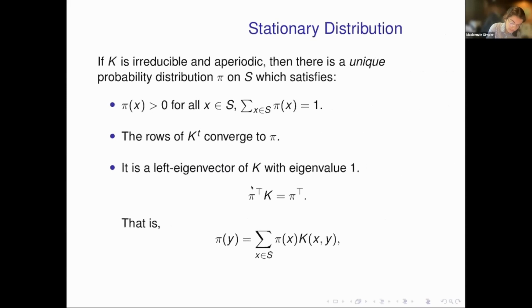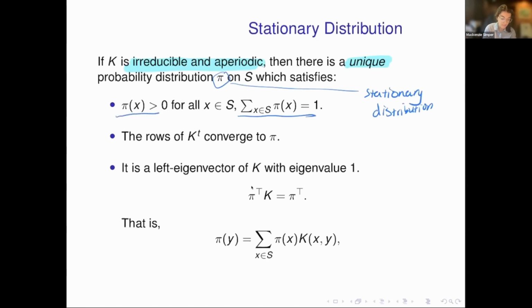And so if we assume those things, then something very nice happens, which is there exists a unique probability distribution, pi, which is what we call the stationary distribution of this Markov chain, which satisfies these properties. So first of all, the sum over all states of pi of x sums to 1, that's just being a probability distribution. But it also puts positive probability on every state.